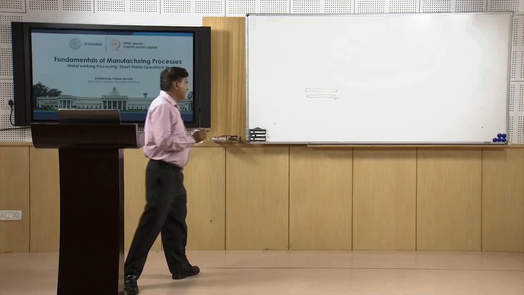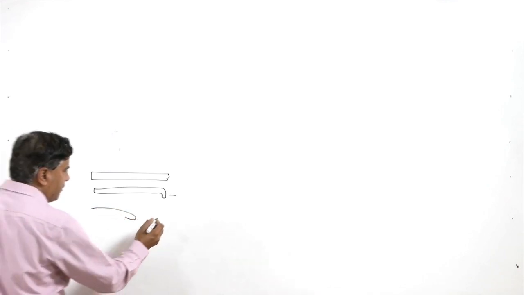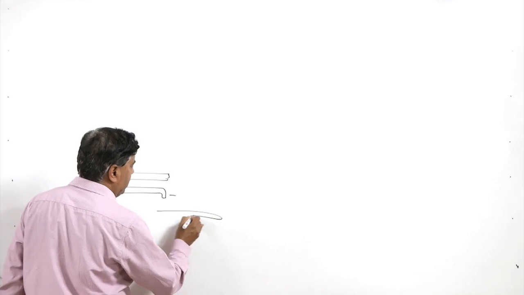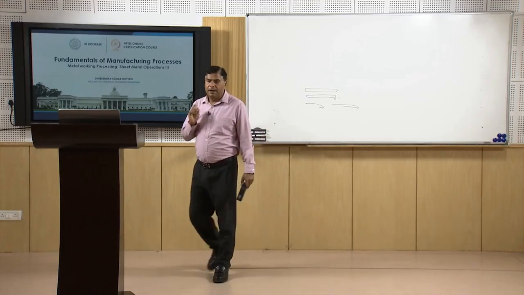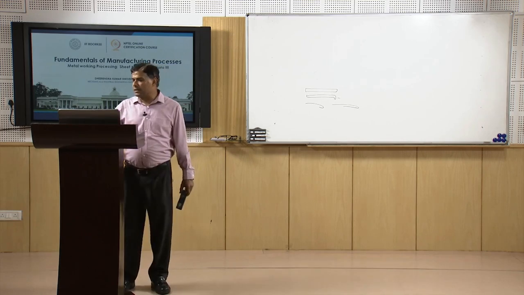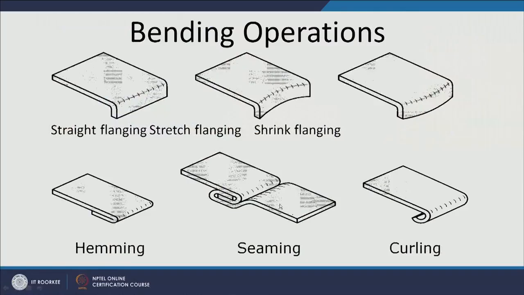In case of curling, it is bent through like this, and for the hemming purpose, it is bent completely through the larger length. So, this is the larger difference. And seaming is the process where the joint is produced by providing the hemming on the two sides of the components, and then they are joined together.